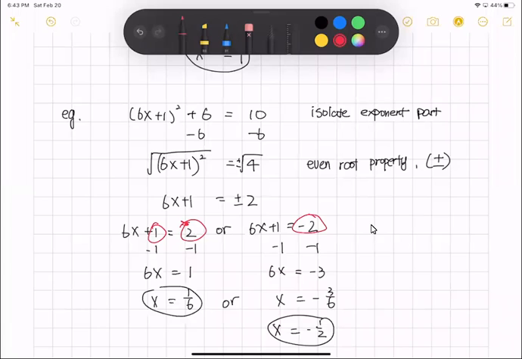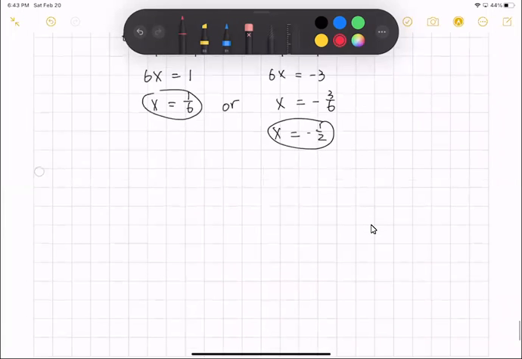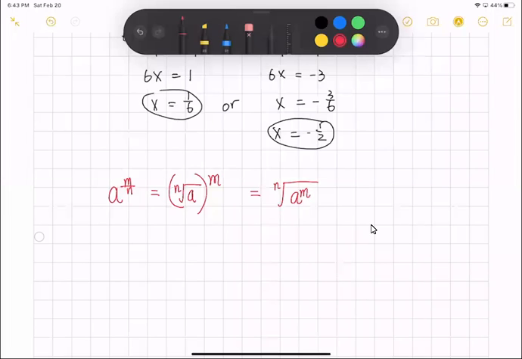Okay, so sometimes when we see a fraction in the exponent, we need to convert this to a radical first by using this: a to the m over n is equal to the nth root of a to the m power, or you can write it as the nth root of a, to the m power. Which way you want to do it first?